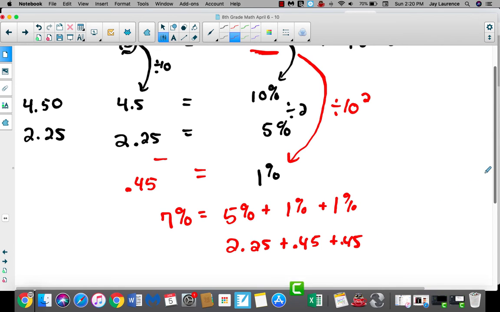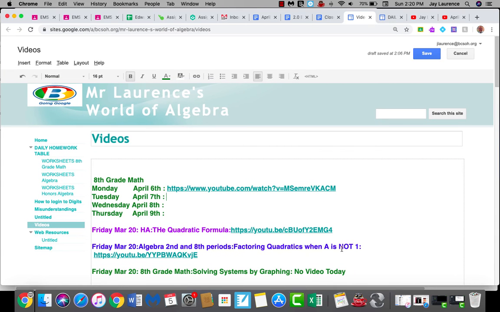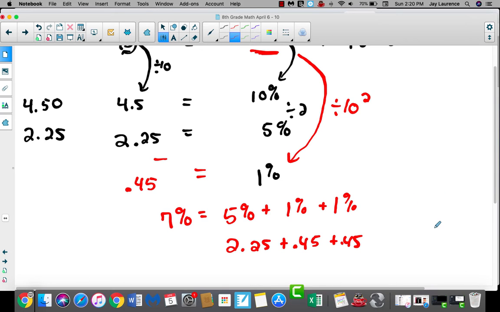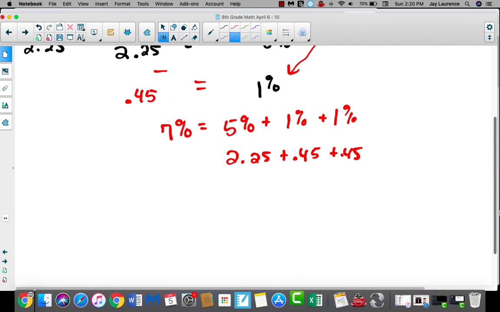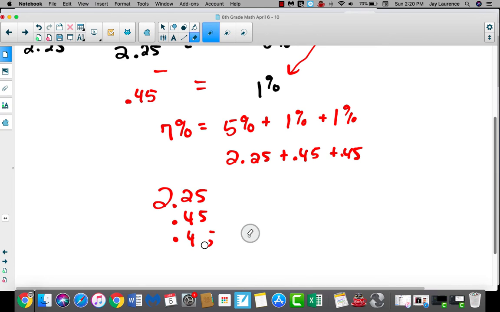Now, I'm a vertical kind of guy when it comes to adding. I can do it this way, but I would much rather do it vertically. So I am going to change the way the problem looks because I like to be in charge of the problem. I don't want the problem to be in charge of me. 225, and then a 45. And then a 45. Oops, not a 40, a 45. Sorry about that. That looks kind of yucky. Let me rewrite it.